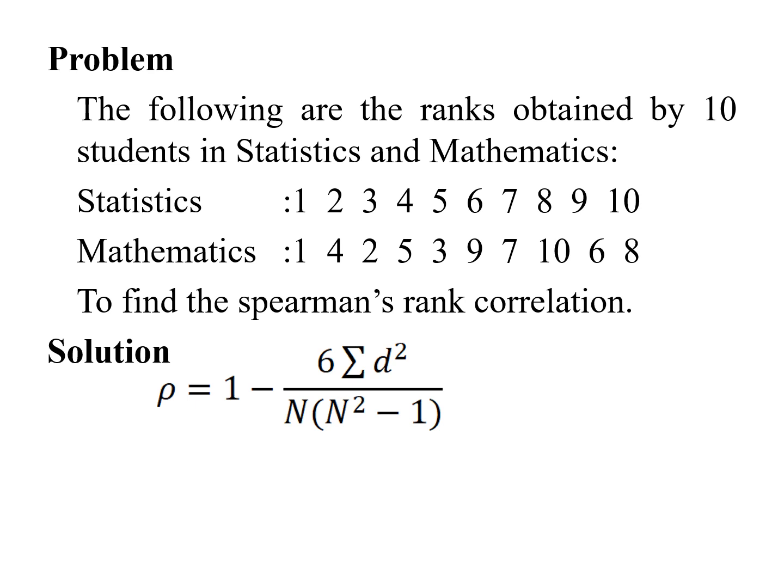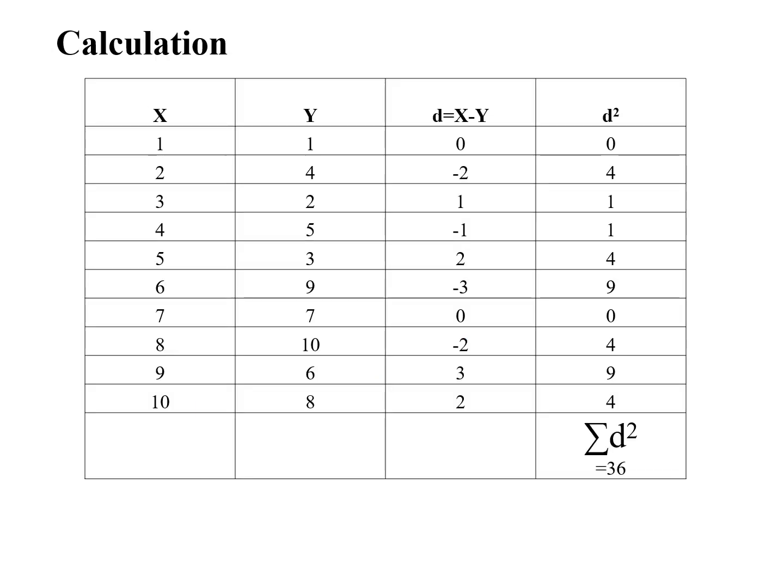First, the solution. First we write the formula. We already know this formula. Then next is the calculation part. Here the given x is statistics and y is mathematics. We are taking x and y variables here. The next one is d equal to x minus y, which means the difference between x and y. So 1 minus 1 is 0, 2 minus 4 is minus 2, 3 minus 2 is 1, 4 minus 5 is minus 1, 5 minus 3 is 2, 6 minus 9 is minus 3, 7 minus 7 is 0, 8 minus 10 is minus 2, 9 minus 6 is 3, 10 minus 8 is 2.